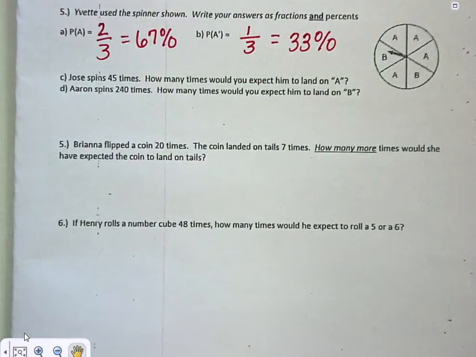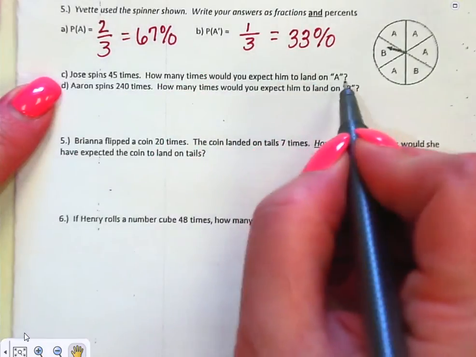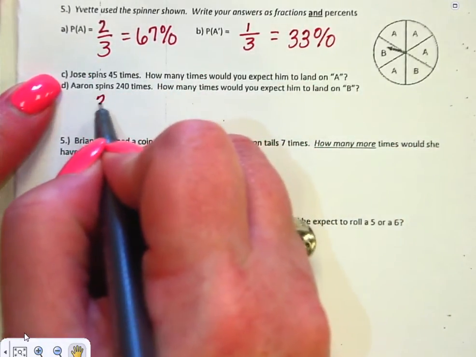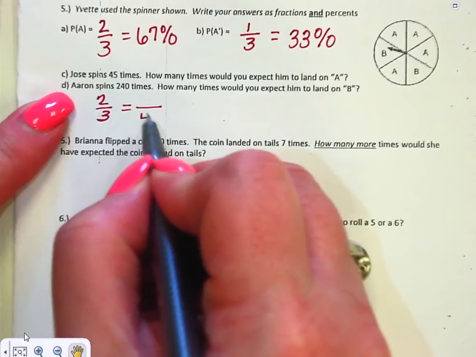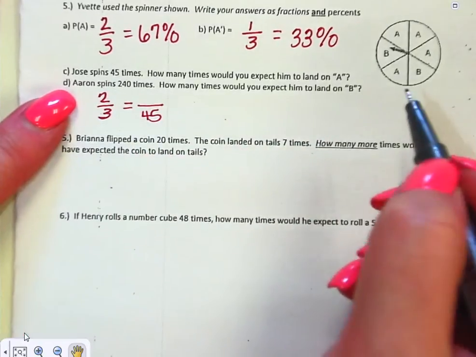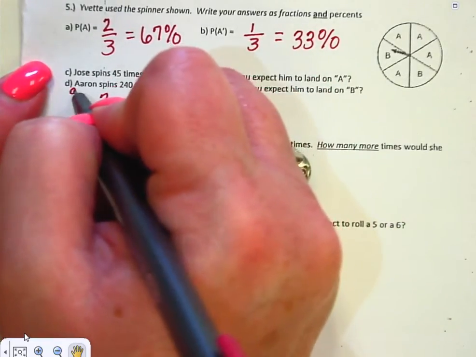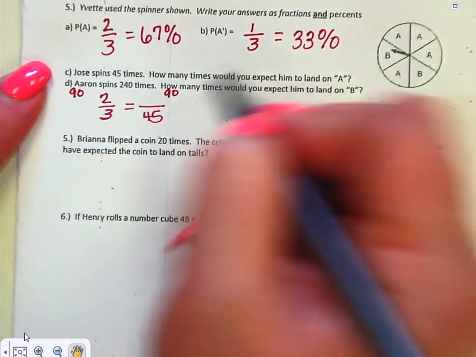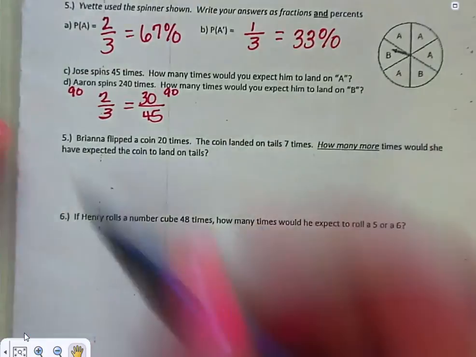Jose spins 45 times. How many times would you expect him to land on an A? Aaron spins 240 times. How many times would you expect him to land on a B? So let's deal with C. How many times do we expect him to land on an A? That's 2/3. And so if he spins 45 times, how many times would you expect it to happen? 45 times 2 is 90. 90 divided by 3 is 30. So this is C.